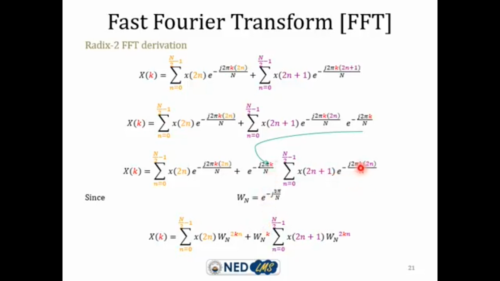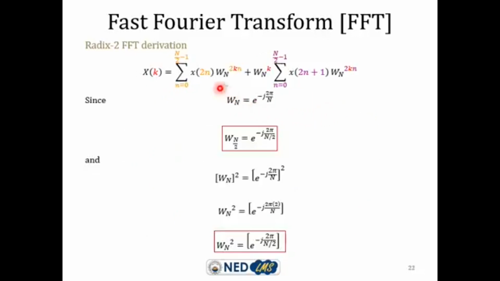Similarly, this exponential minus j2 pi over N can be written as W_N, and this 2kn will become the superscript of the W_N factor. So this is the DFT equation which we have obtained so far.